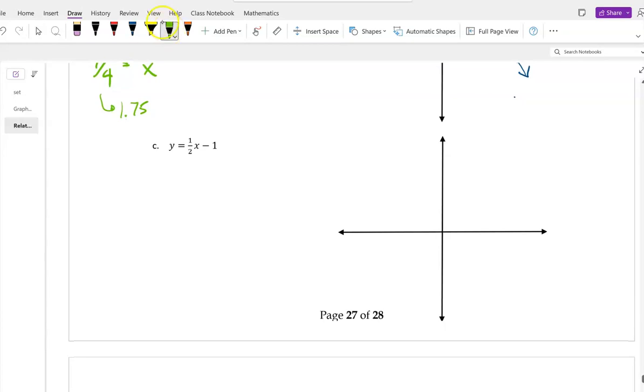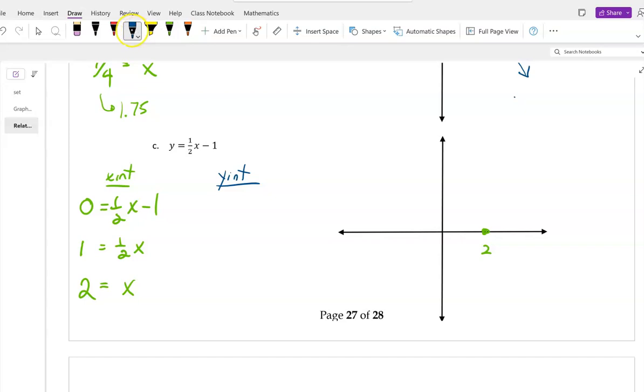One more. X-intercept, y-intercept. X-intercept, y is 0. Bring the 1 over. How do I get x by itself? I can divide by 1/2, which is the same as multiplying by 2. So the x is 2. All right, y-intercept. Y is 1/2 times 0 minus 1. Y is negative 1. And there's my line.